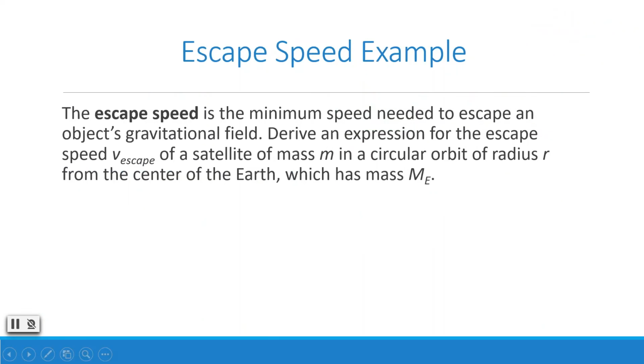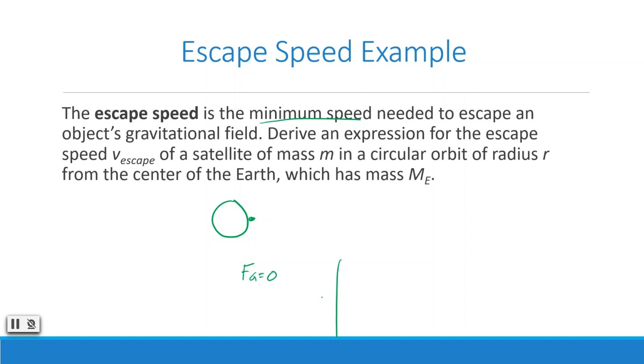So another common example we use is escape speed. The escape speed is the minimum speed needed to escape an object's gravitational field. So we want to get a general equation for escape speed. So we need to understand what this minimum speed to escape needs. First of all, say you are here on the Earth. To escape Earth's gravitational field, you have to get where the gravitational force is equal to 0.